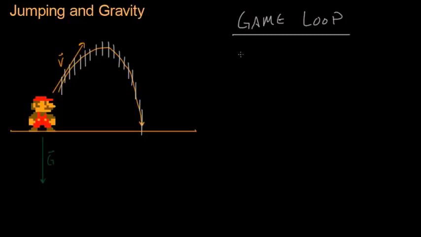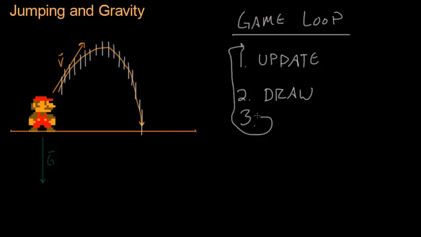Number one, you update things. So you update Mario's position using the gravity and the velocity, and you update the enemy positions, you update the power-ups, you update everything. And then two, draw. You draw things in the new positions. And then lastly, you go back to the beginning. It's a loop. You keep doing this over and over forever.